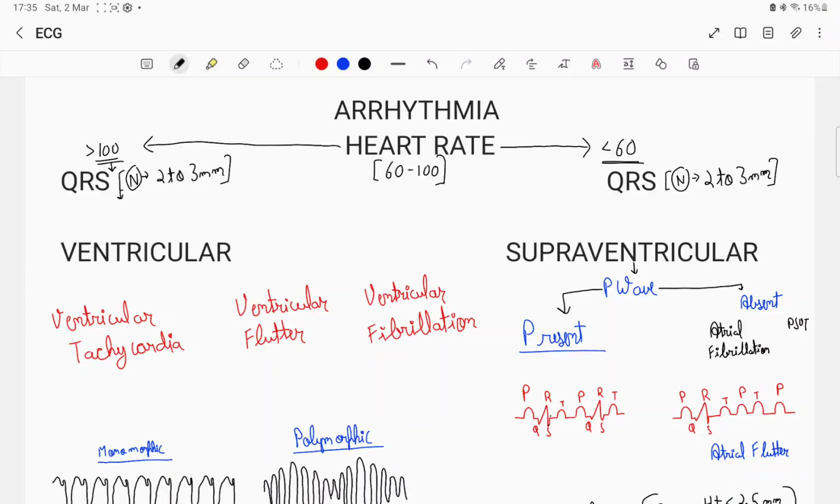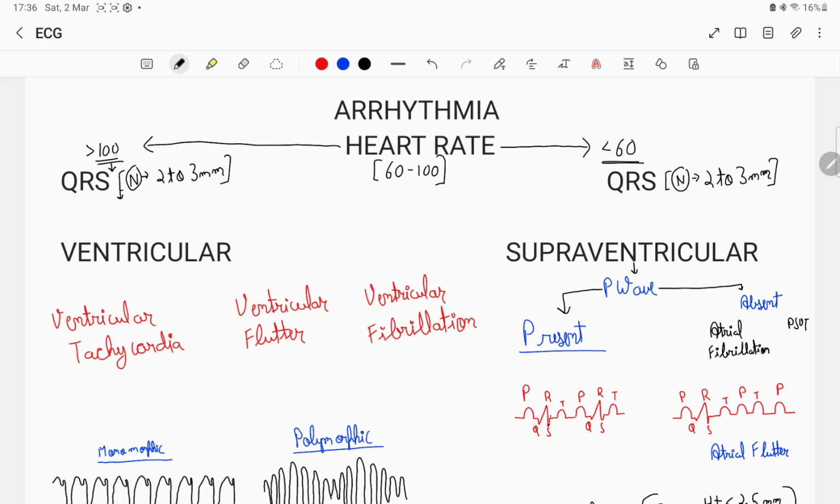Hey everyone, today I'll be talking about diagnosing different types of arrhythmia in ECG. For that, we need to look at the heart rate. As we all know, the normal heart rate is between 60 to 100, so there will be two conditions. One, if the heart rate is more than 100, and two, if the heart rate is less than 60.